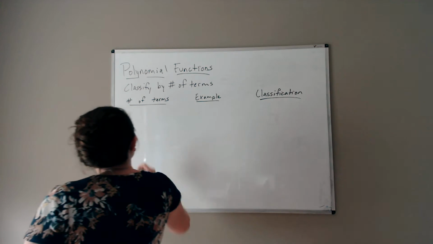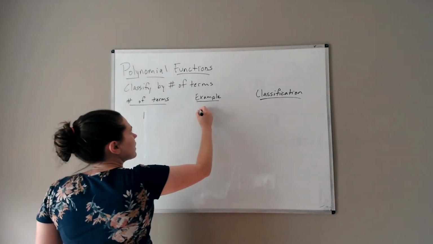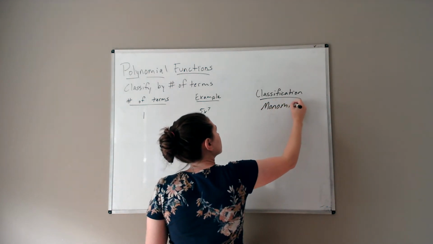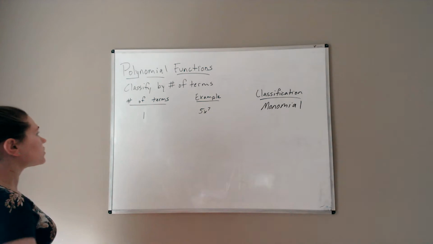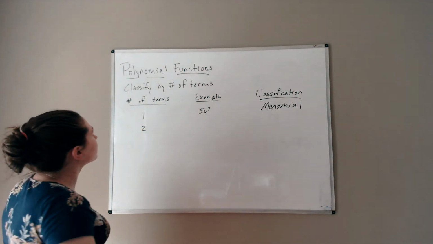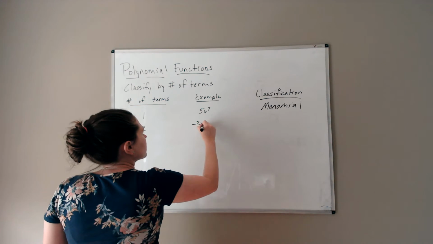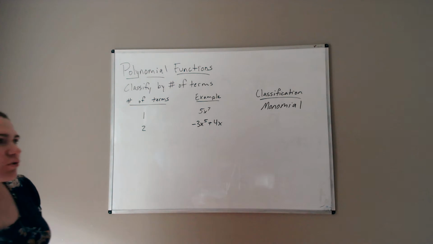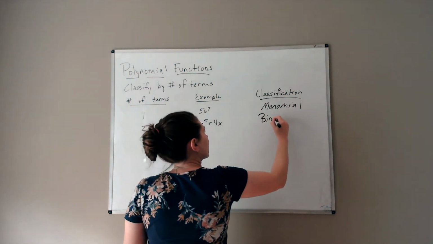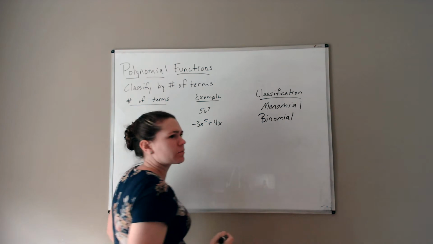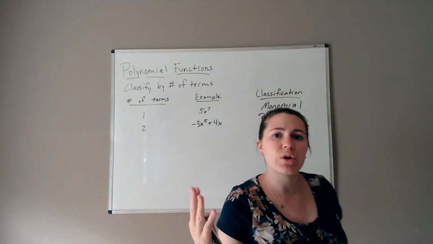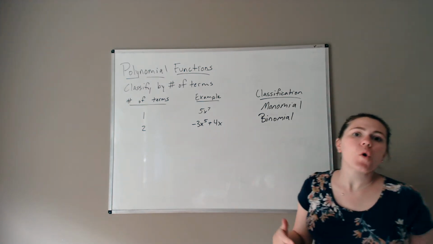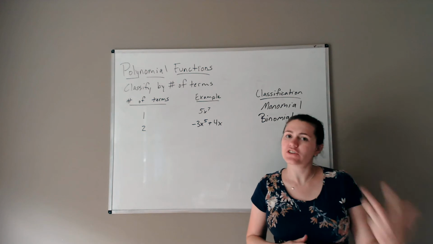If it has one term, here's an example, 5x to the 7th, that's called a monomial. A two-term polynomial expression, or one that fits a polynomial function, I should say, negative 3x to the 5th plus 4x, that's called a binomial. So why do we classify by the number of terms? It gives us a better idea, when we're communicating to someone else, of what exactly we're looking at. So when you say a binomial, you know you're looking at a polynomial that has two terms.